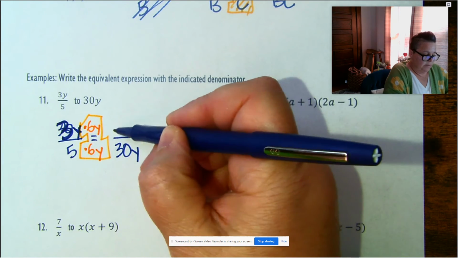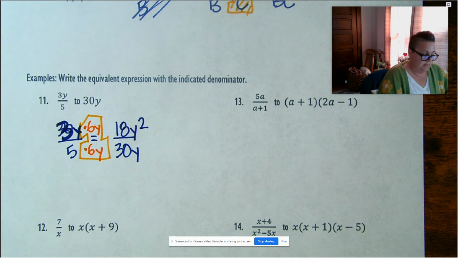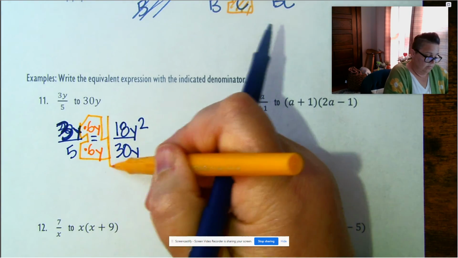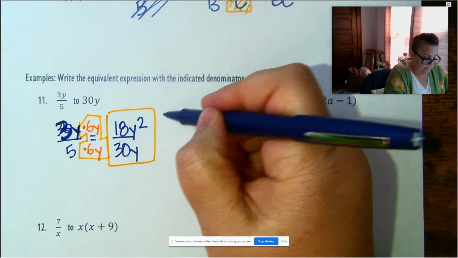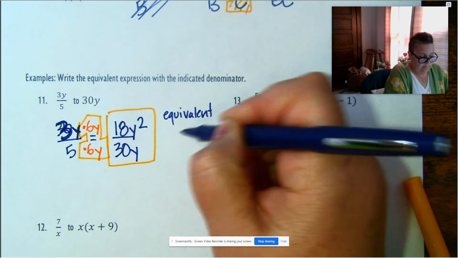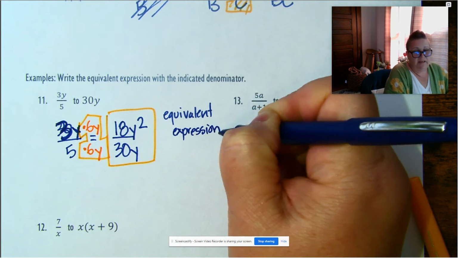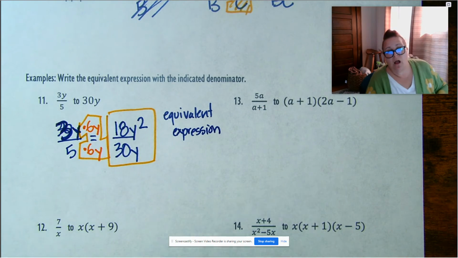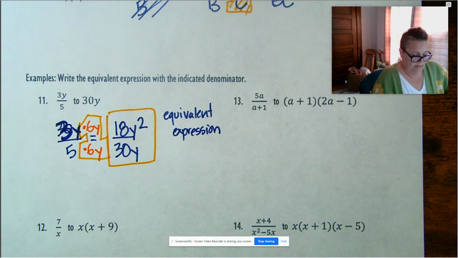(3y) times 6y is going to be an 18y squared. And this will be our final equivalent expression. Are you able to simplify this? Yup, you sure are, because we built it that way. We built it to be able to simplify.